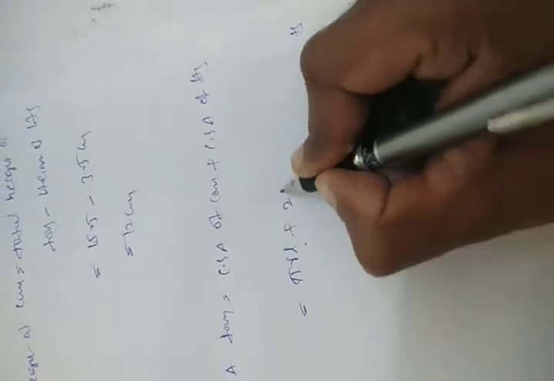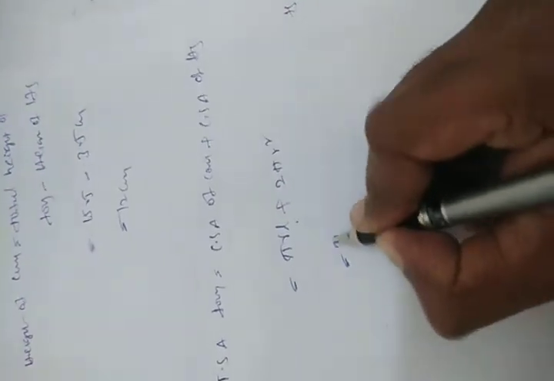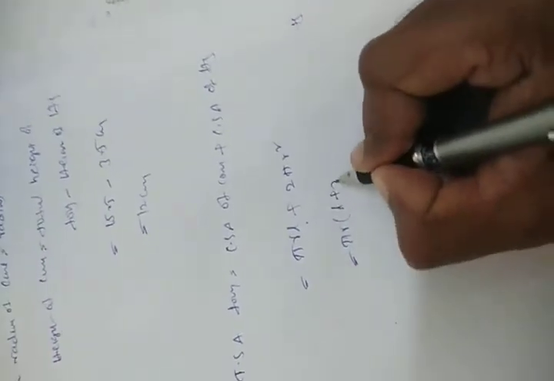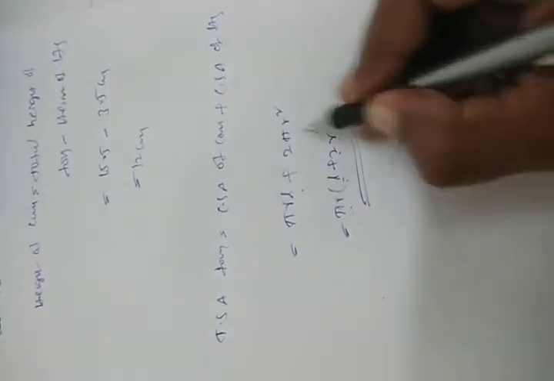What is the curved surface area of the hemisphere? 2 pi r square. Take pi r common from both. You will get pi r into l plus 2r. That is, pi r l plus 2 pi r square.